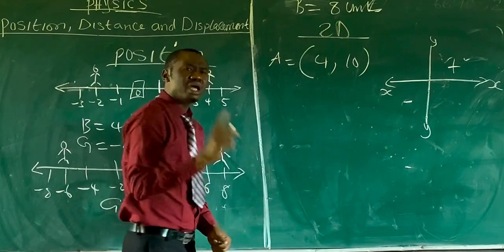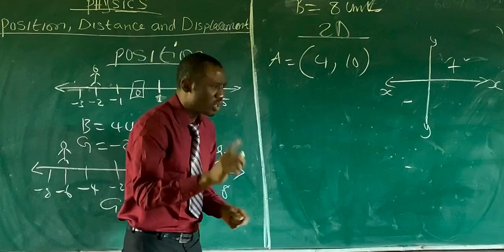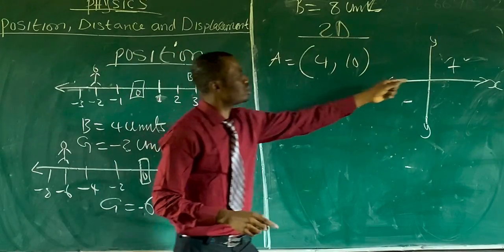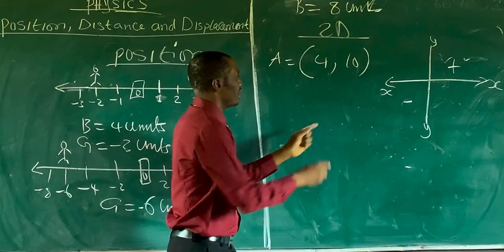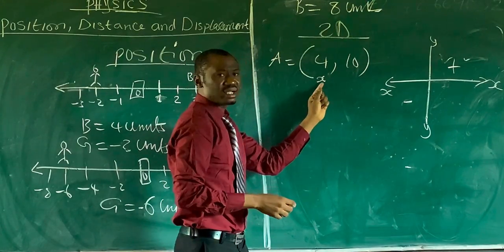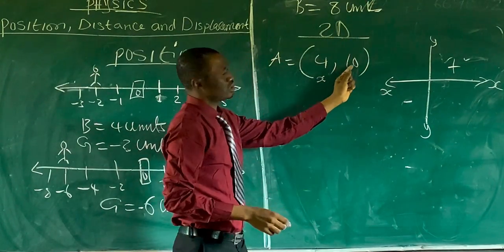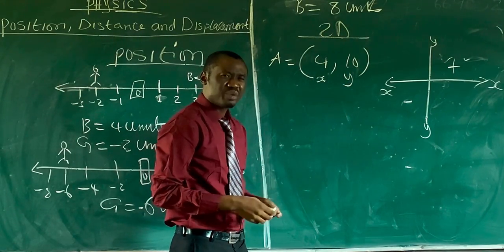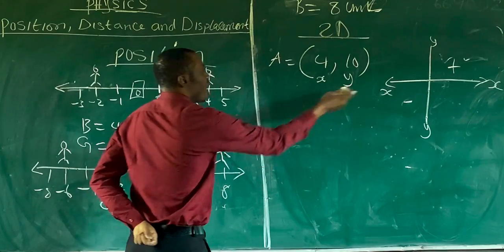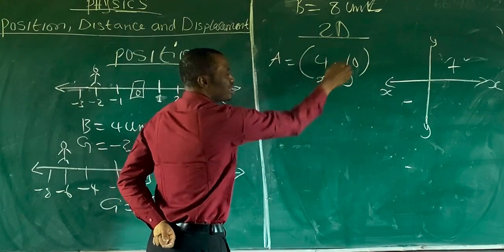This is a body, not 2 bodies, just 1 body. But it's standing in 2-dimensional space on 4 and 10. 4 on the X, and then 10 on the Y. That is the position of this young man or a beautiful girl. Now, how do we find this? This is positive, this is positive.